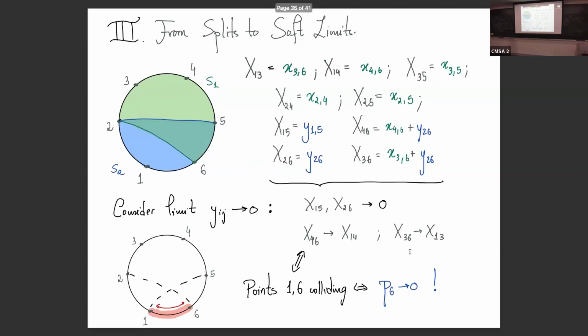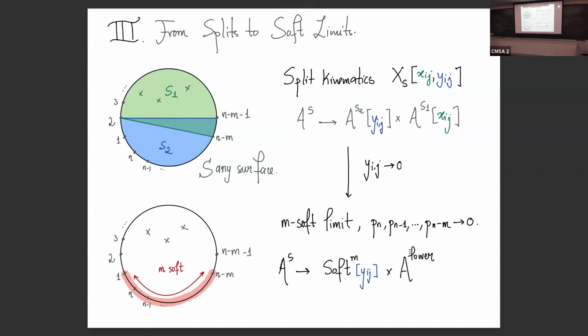So here we saw how we can access a single soft limit in this example, where we have a 4-point here, and if we send the y's inside this 4-point to 0, then the split limit is precisely the single soft limit where P6 goes to 0. But more generally, if I consider a split pattern where I have a certain S1, and here I have an S2 with m particles plus 3 in the bottom, then in the limit where the invariants of this S2 are taken to 0, the mapping turns into precisely the limit in which I am sending m particles soft.